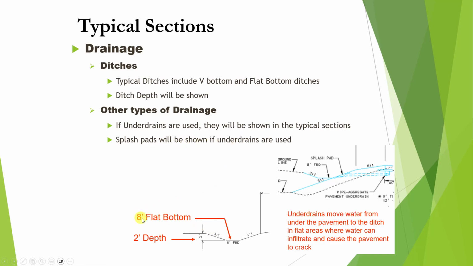So on this left side, you can see there's a flat bottom ditch, 8-foot FBD. Normally they'll show the depth of that, and you'll get your slopes on each side of that. The under drains move water from under the pavement to the ditch in flat areas where water can infiltrate and cause the pavement to crack. So you can kind of see what we've got here. We've got an under drain going on here. It comes out to a flat bottom ditch, and you have your pipe under there.